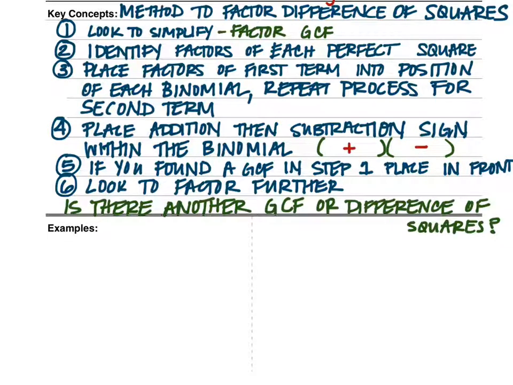Is there another GCF or a difference of squares? So when we take a look at this, what we have kind of left out of here, which hopefully by now is second nature for you, is to check this factor by foiling. So hopefully we've gotten to that point where a check is a natural process.